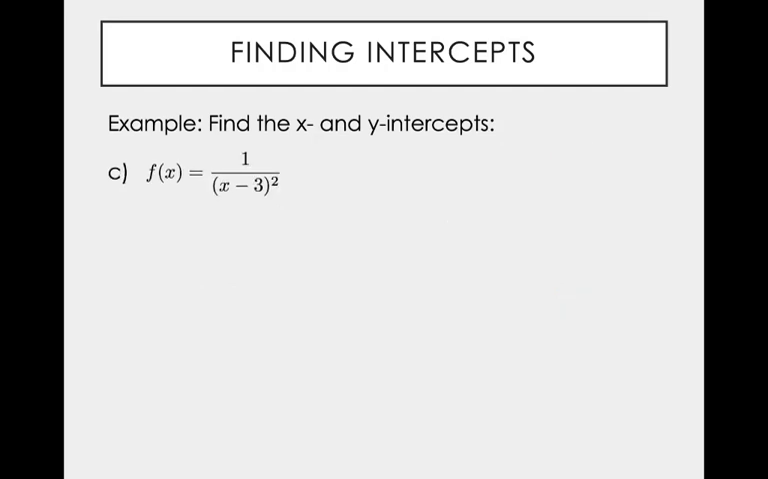f of x equals 1 over (x minus 3) squared. Again, y-intercept: we're just going to find f of 0. And I get 1 over (-3) squared, which is going to be a positive 1/9.